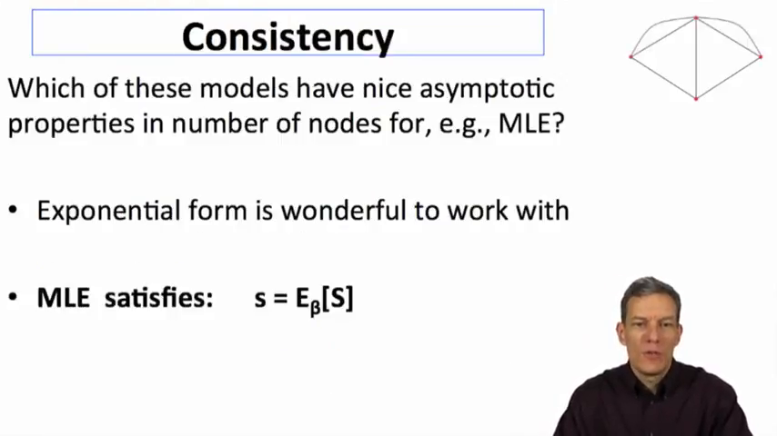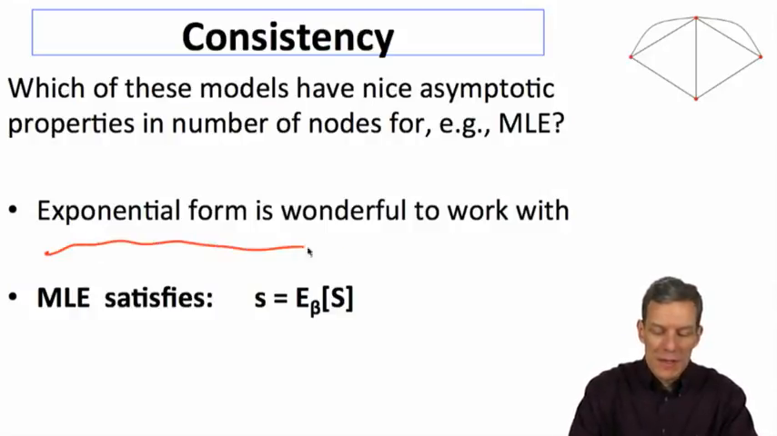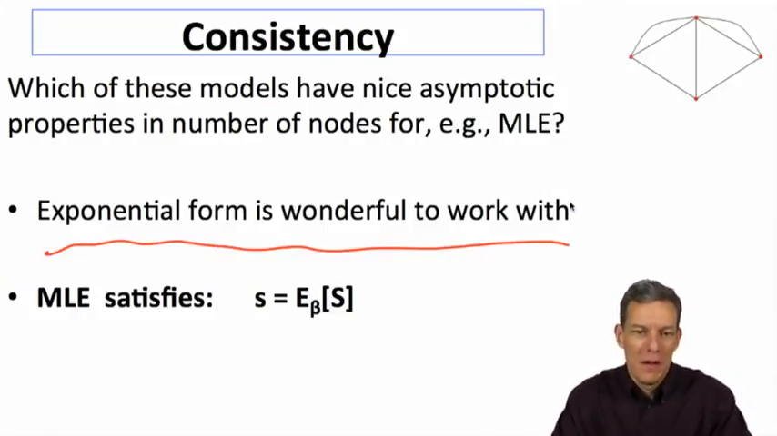Okay. So which of these models might have nice asymptotic properties in the number of nodes for things like maximum likelihood? The exponential form, let me emphasize this, is a wonderful thing to work with. Why is it so wonderful to work with?